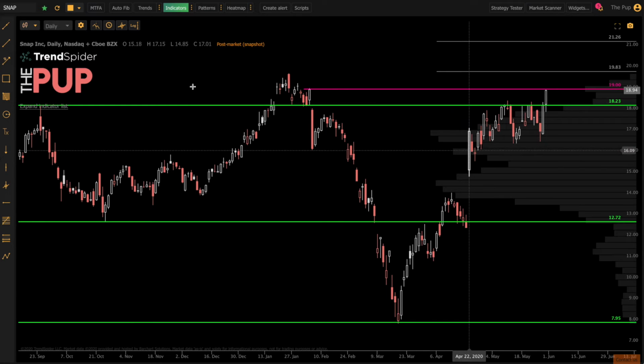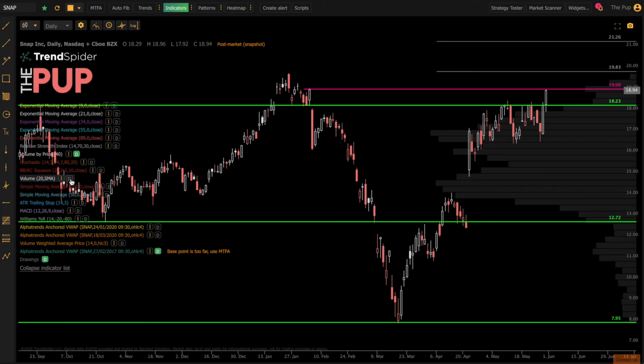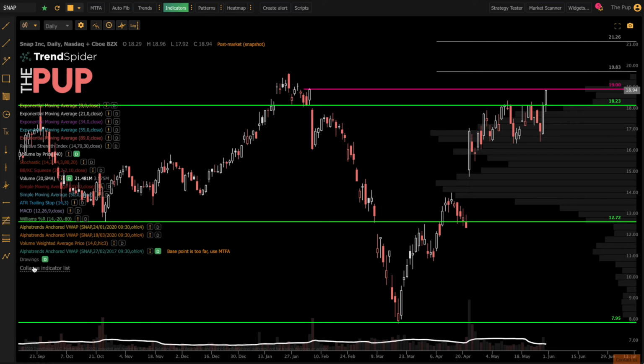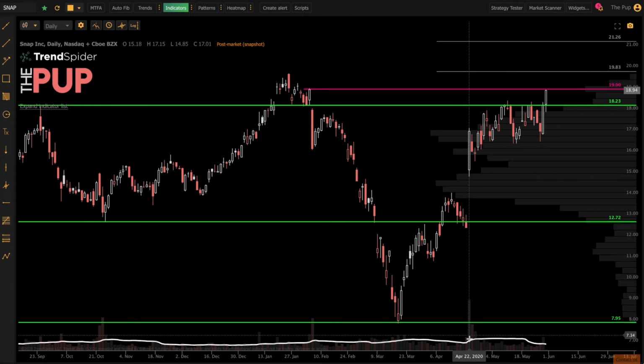On this candle here, this is what really caught my attention. It was a really strong candle. We can take a look at volume, and you can see all the volume that came into this candle. That piqued my interest, and that's what put Snap back on my radar. Once I did that, I just set an alert for 18.23.